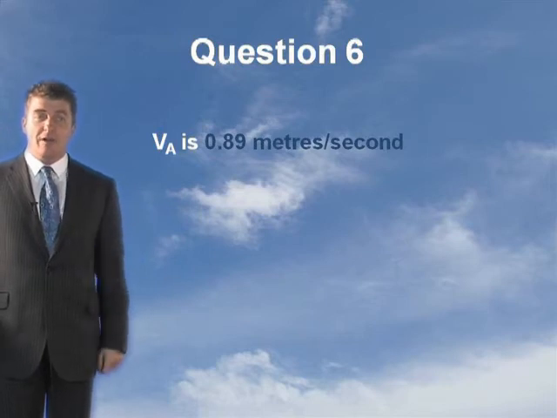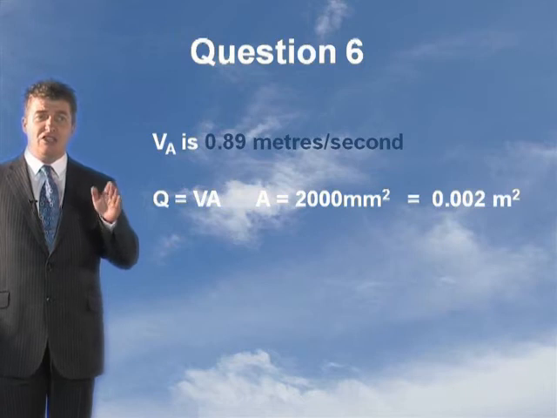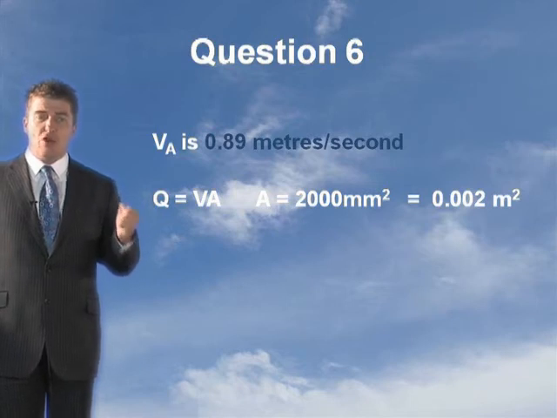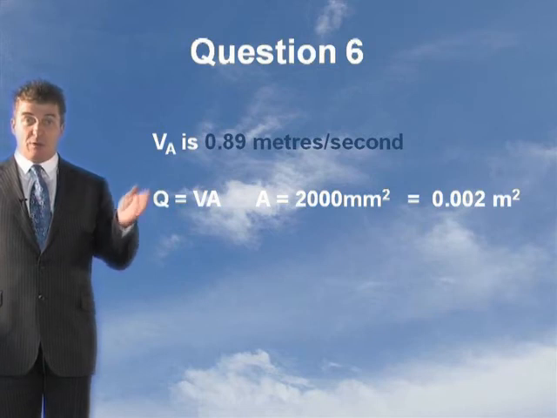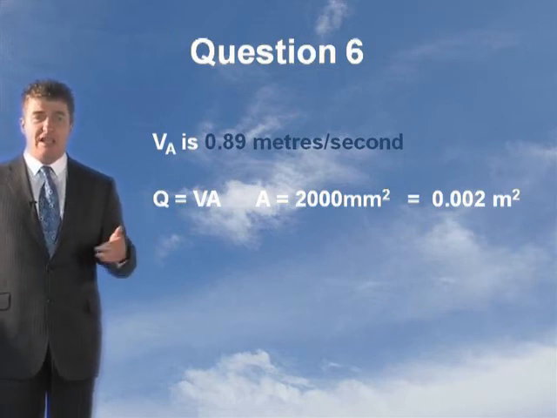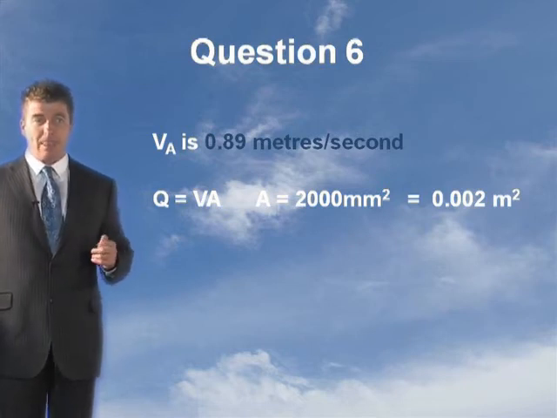Now you know the velocity at A, you can work out Q equals VA times A, because now you've got your known. The area at A is 2,000 square millimetres, which, by transposition, comes out at 0.002 metres squared. Because don't forget, you have to convert it to work it out. 2,000 square millimetres is 0.002 square metres.